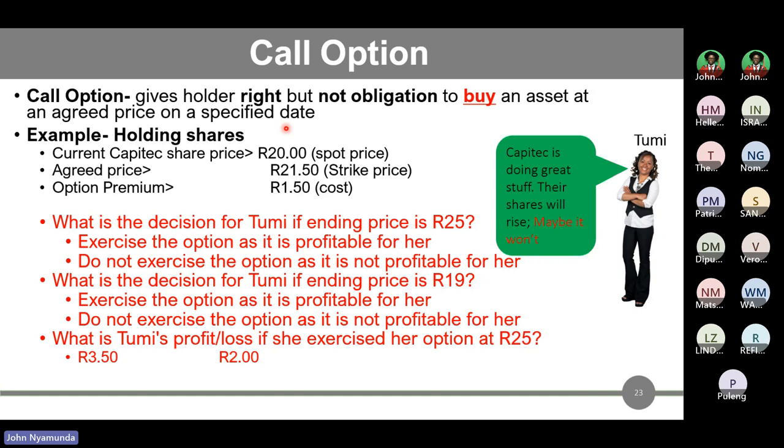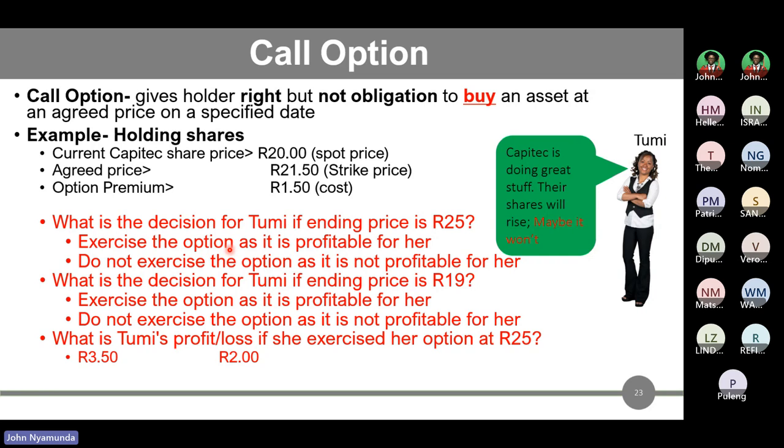Okay. Let's go through what we did before. So the current Capitec share is 20 rand. The agreed price is no longer 17.50. So the strike price is 21 rand 50. The option premium is still 1 rand 50. So what is the decision for Tumi if the ending price is 25? Will she exercise or not exercise?